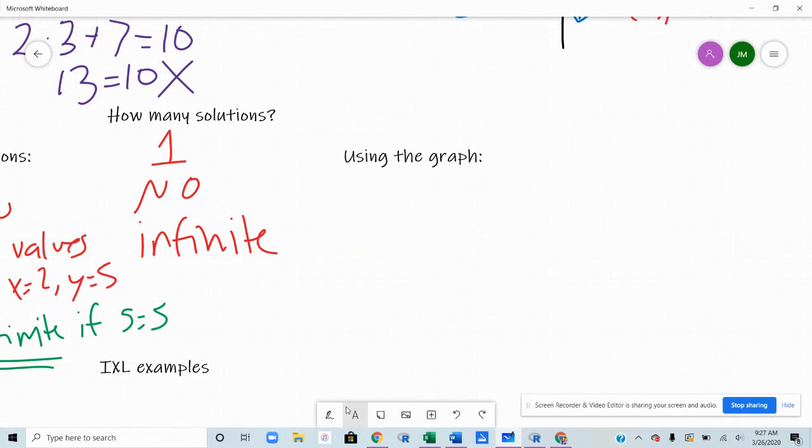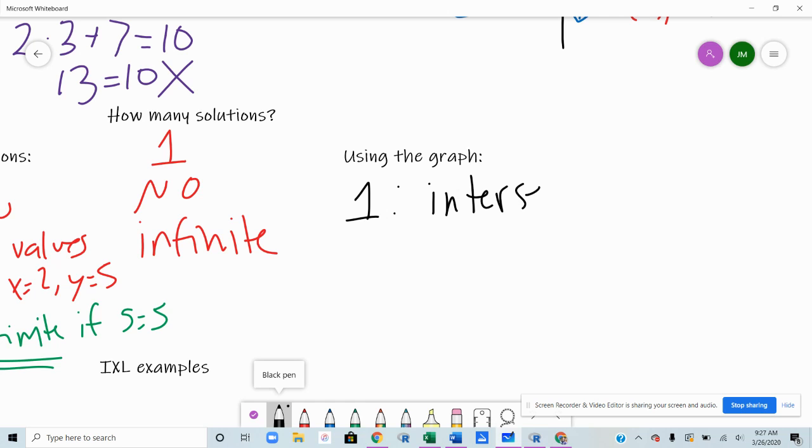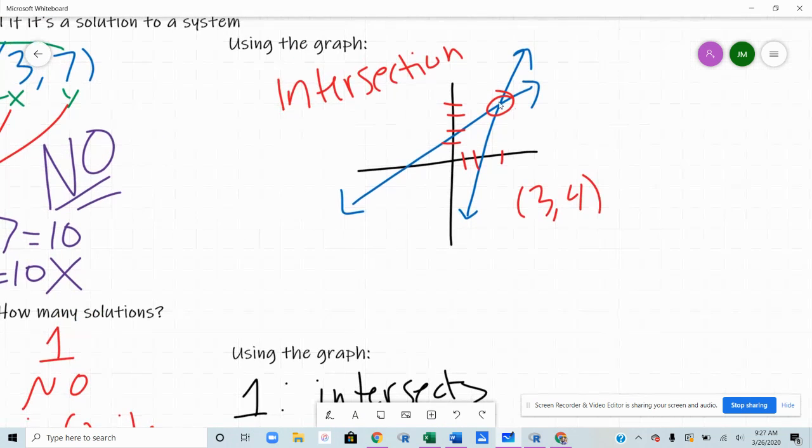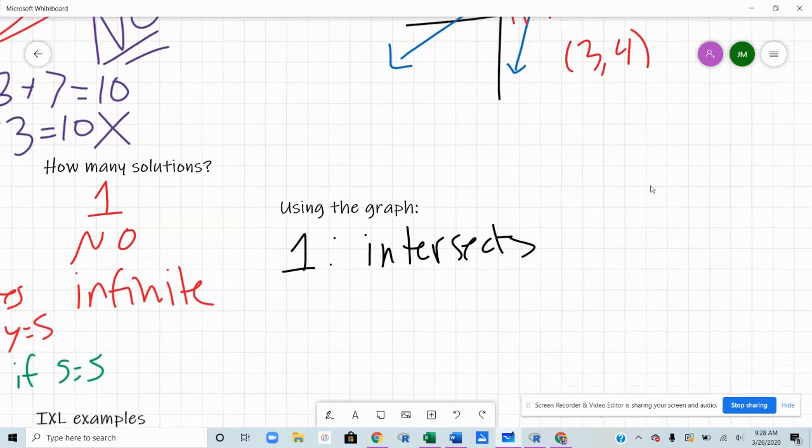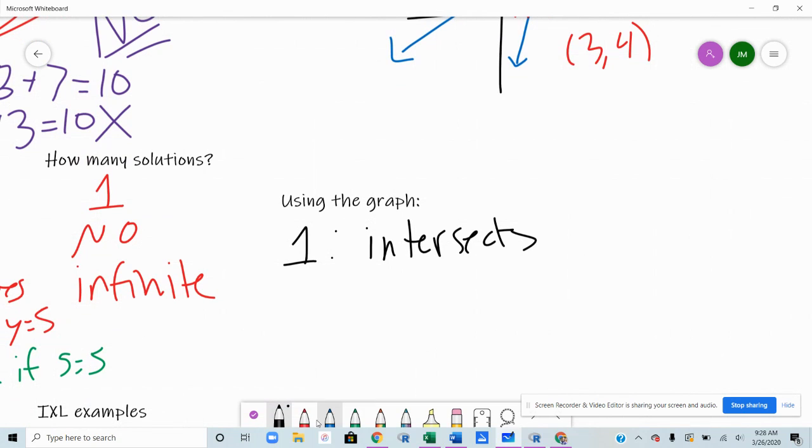Using the graph, which is what you're going to focus mostly on, one solution is when your graph intersects, just like we saw back up at that example right above. Right here, this is one solution. They intersect. No solution means they're parallel.